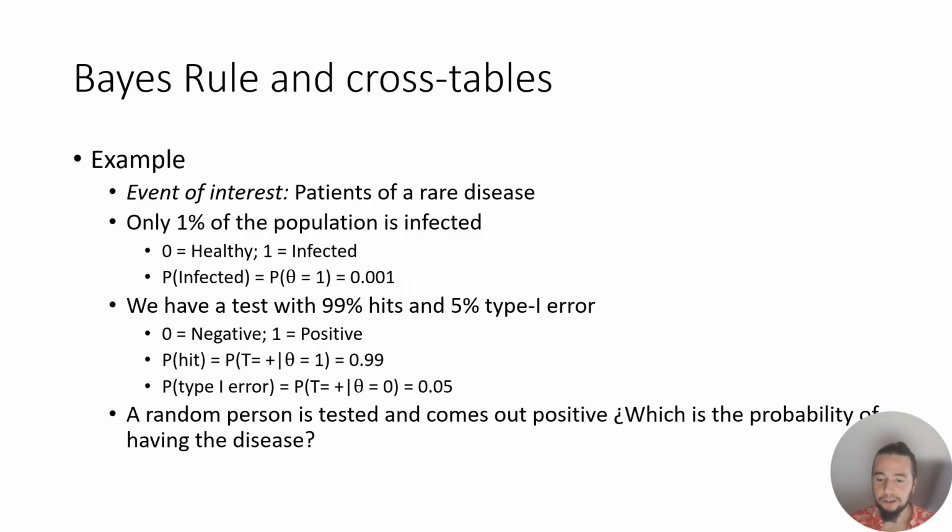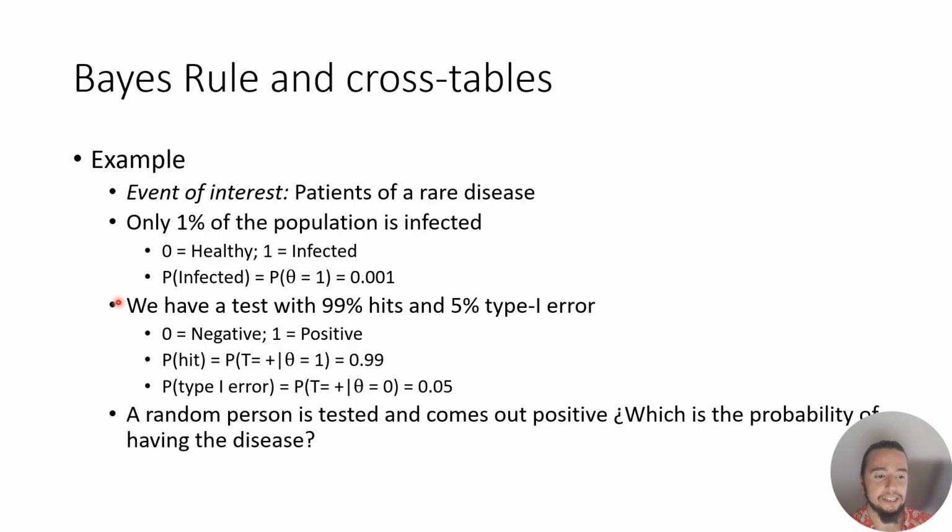Okay, so let's have a quick example. Let's say that we want to study a rare disease in patients. We know that only 1% of the population is infected. Therefore, we have a binary variable that has values 0 and 1. 0 is healthy, 1 is infected. And the probability of being infected, that is having a 1, is 0.001, 1%.